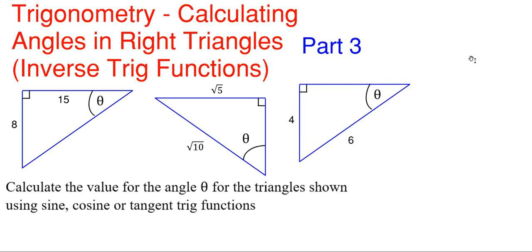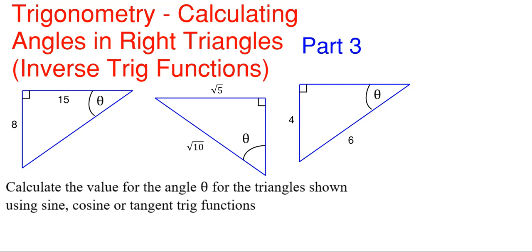So what we're going to be discussing today is trigonometry, and we're going to be calculating the actual angle values in right triangles for the three triangles shown on the screen here. We did a previous two-part series where we calculated what these angles would be in relevance to cosine, sine, and tangent. For this particular one, we're going to be using sine, cosine, or tangent trig functions and their inverse functions to find the angle value, and we just have to use one of the three, the one that is the easiest to find for each of these triangles.